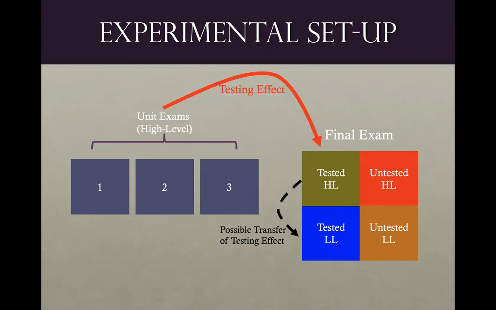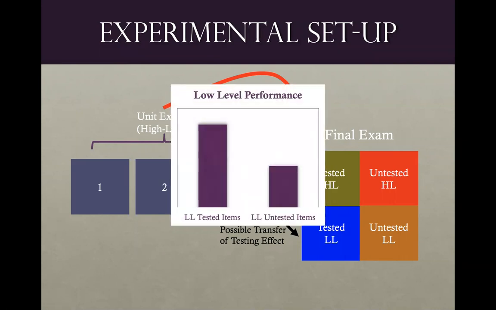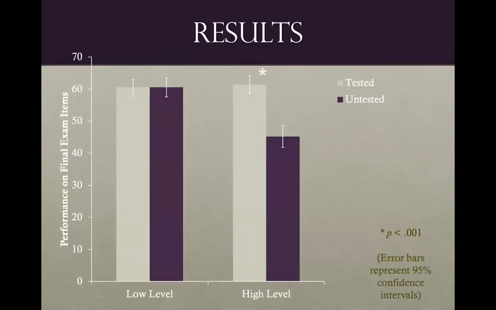But we also wanted to know if there's this possible transfer of the testing effect to the low-level content. Are they going to know the content better? And if that's the case, then we should again expect low-level tested items to be better than low-level untested items. And we were surprised to see that, not exactly. So we did see this testing effect for high-level items. So they did much better on tested high-level items than untested high-level items. And remember, these are not the same items, right? They're just tested content, but using some other scenario, some different thing.